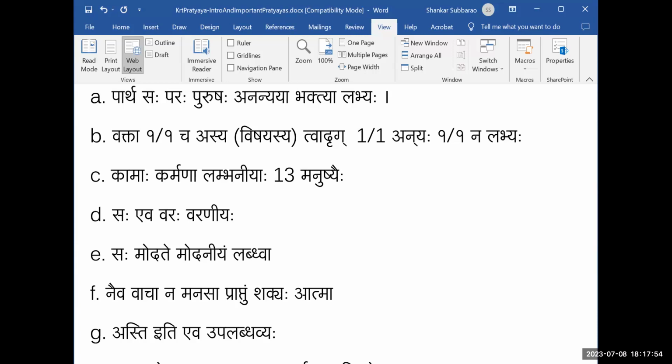What will you say now? So kamaha lambhaniya, those. So what is to be gained? Kamaha. What's the pratipadika of lambhaniya? Kama. Correct. Desire. So desires are to be gained. Okay. Now, what will you do with the other two words?